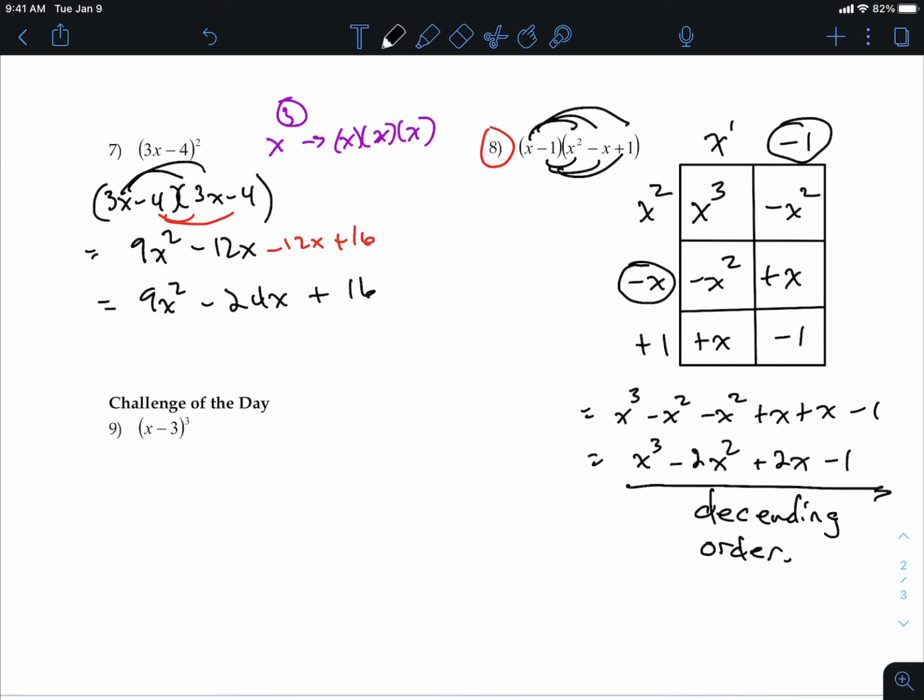I'll leave you the challenge. I will post a solution to it. But basically, what does this mean? I'll set it up for you. What did I say here? It doesn't matter what the number is. I'll post a solution to that. It'll be in the lesson, but I'll do the work here.